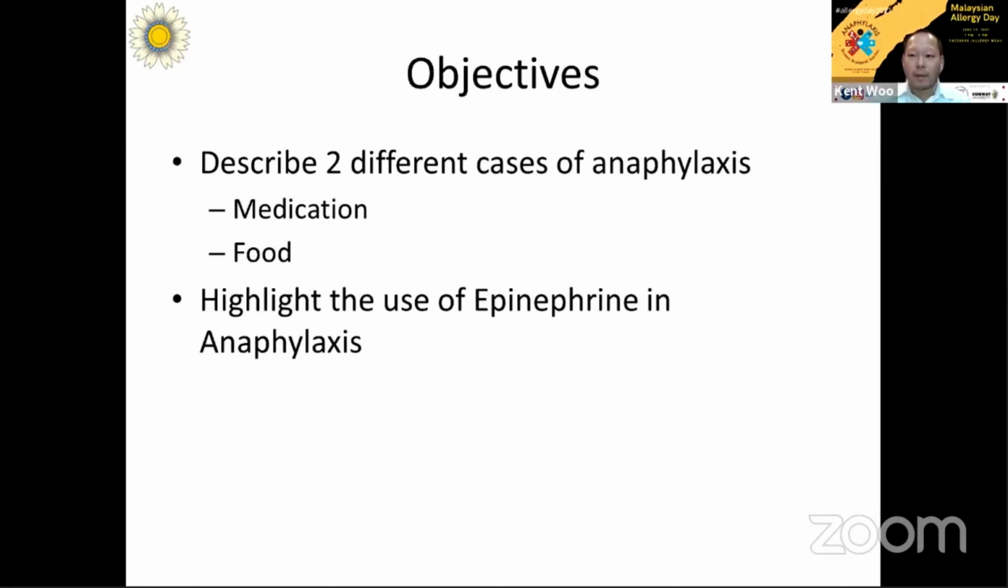Tonight, I'm going to talk about two different cases of anaphylaxis that we see here in Malaysia. The first one is medication. The second one is food. And when you should use epinephrine, how you should use it.